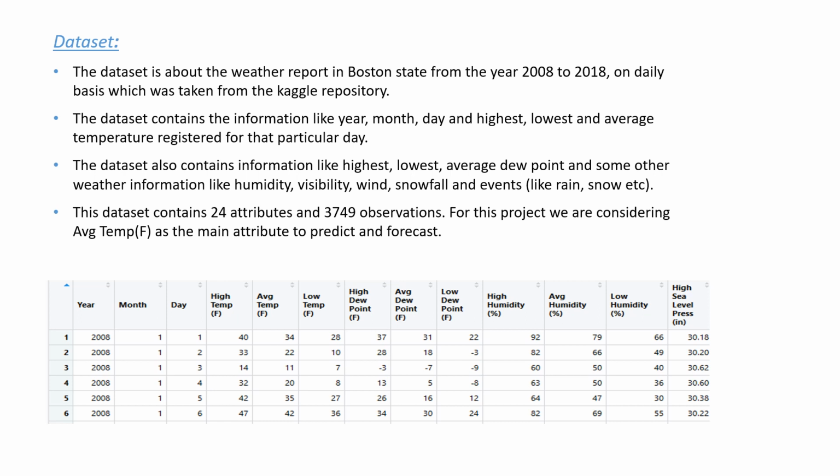It contains important variables such as year, day, date, and average temperature that play a major role in forecasting. The weather directly depends on humidity, visibility, wind, snow, and rain.